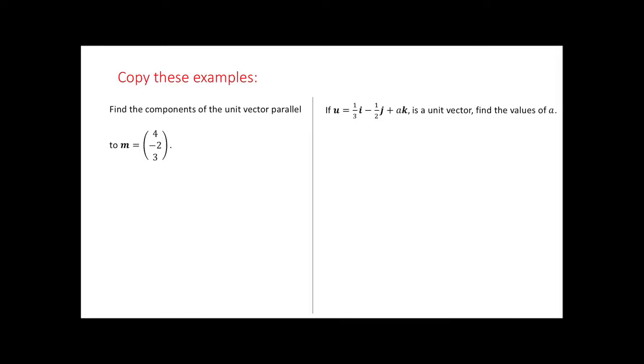A unit vector is a vector with magnitude of 1. If you're asked to find the components of a unit vector parallel to a different vector, you find the magnitude of the vector and then you divide all your components through by that.